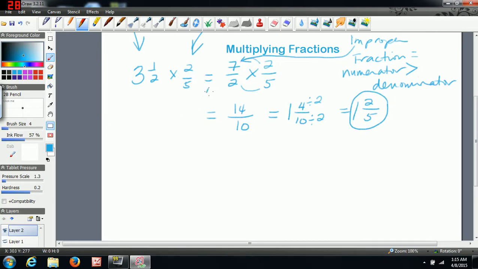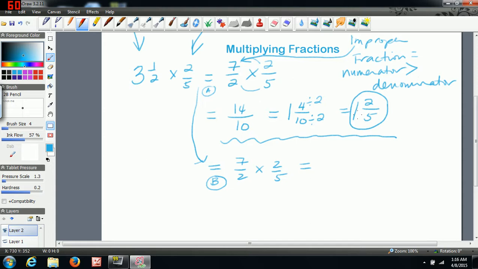Now I'm going to call this method A. And at this point, I'm just going to show you an alternate way of solving the same question. Now again, starting with this question, I have to convert to improper first. And again, I do that by doing 2 times 3, which is 6, plus 1, 7, and I write it over the bottom number, which is 2.